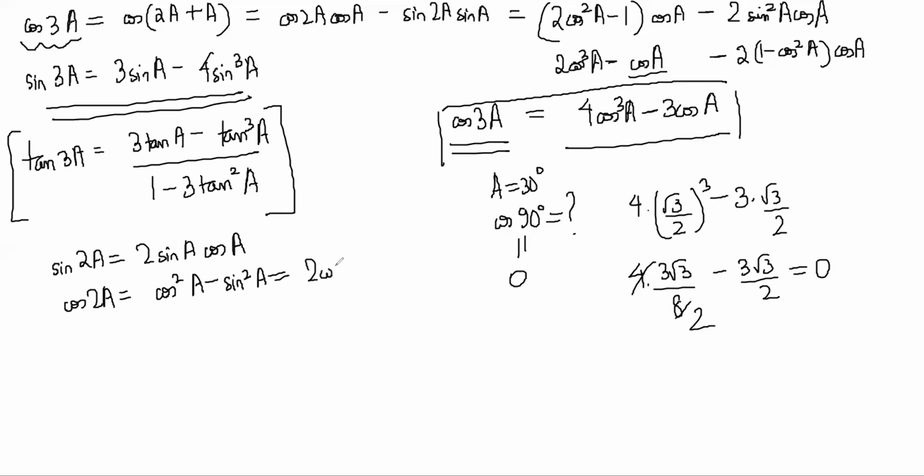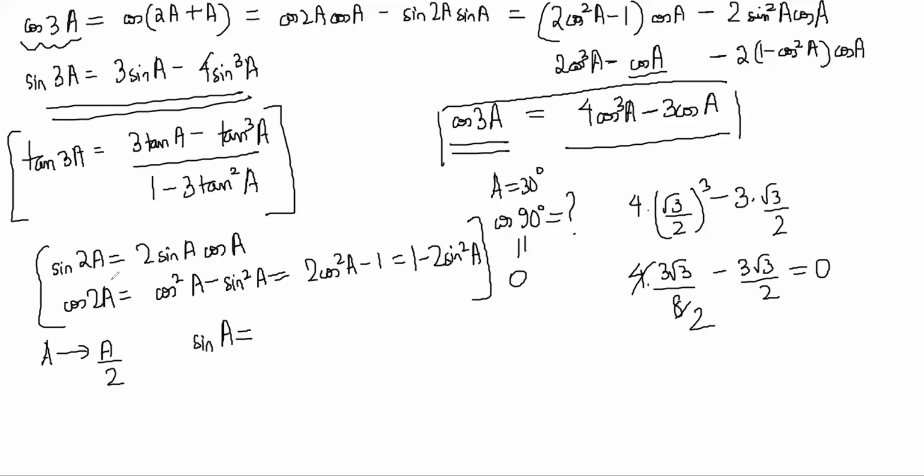Is equal to 2 cos square A minus 1 or 1 minus 2 sine square A. These results are there. Now, if in these results, instead of A, you put A by 2, what happens? See, sin 2A becomes sin A, no? Sin A becomes 2 sin A by 2 cos A by 2.